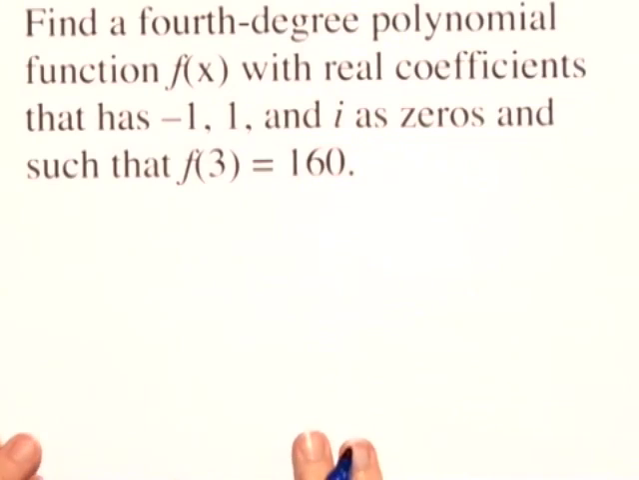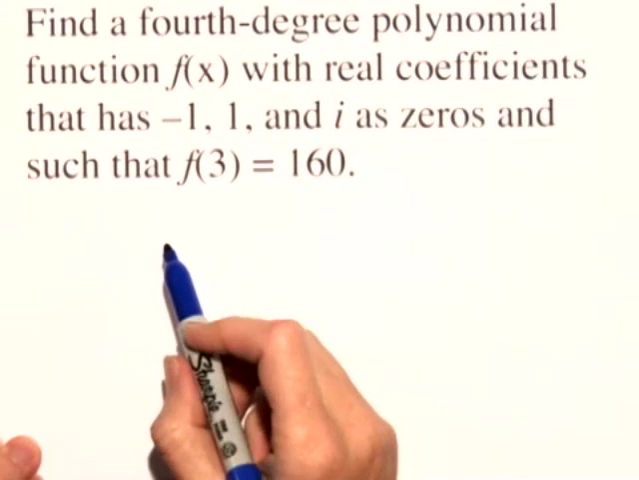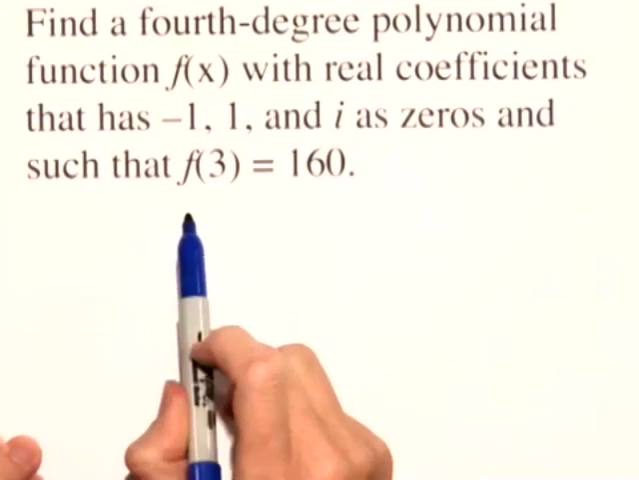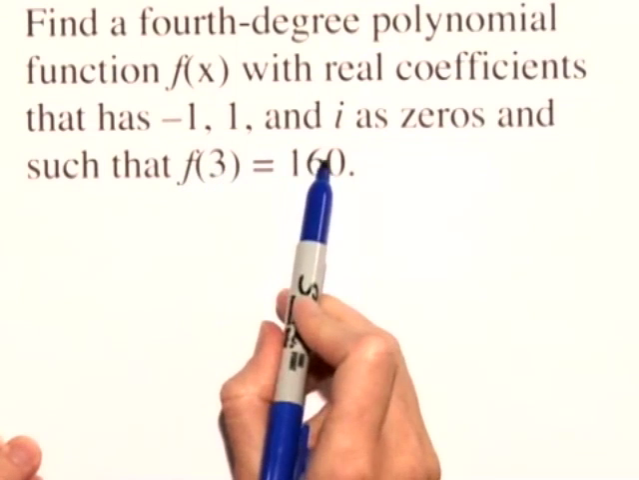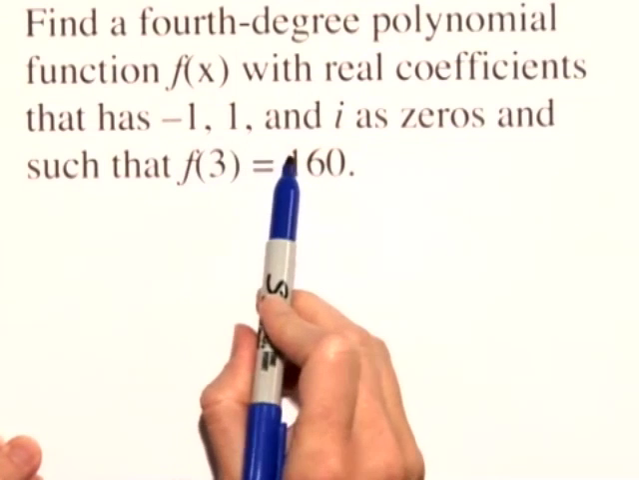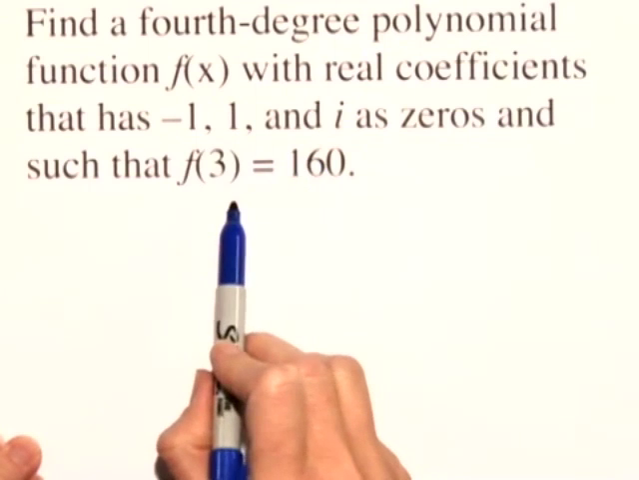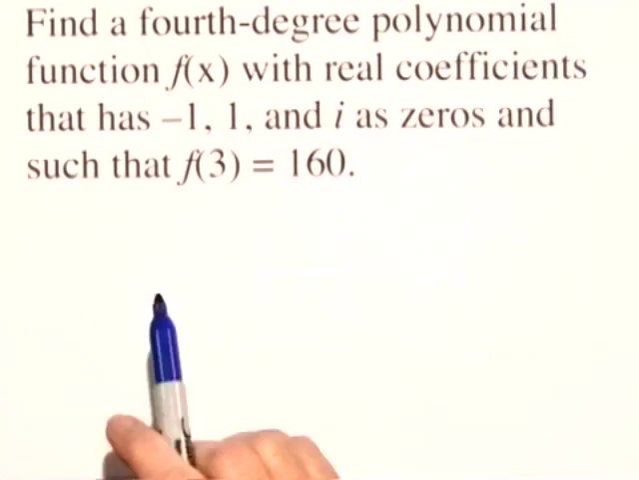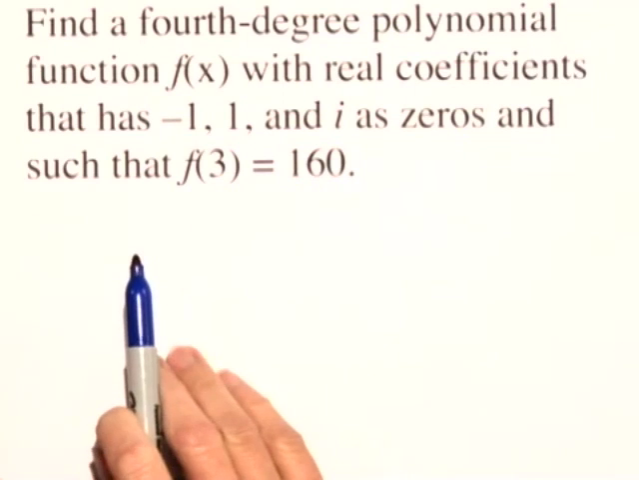For this problem, we're given some of the information about a polynomial and its zeros, and we're asked to come up with the polynomial function. So, we're looking for a fourth degree polynomial function f of x with real coefficients, and we're given three of the zeros, -1, +1, and i, and then we're given some initial condition that f of 3 is equal to 160. We'll use this condition in a few minutes.